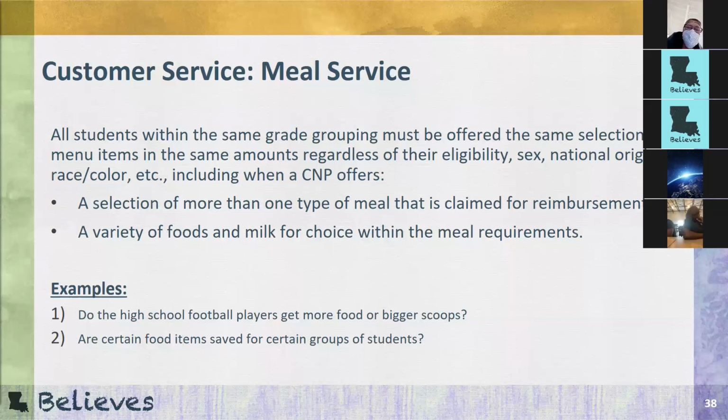In the example provided, it would be discrimination to provide high school football players with bigger scoops of food or save certain food items for a specific group.